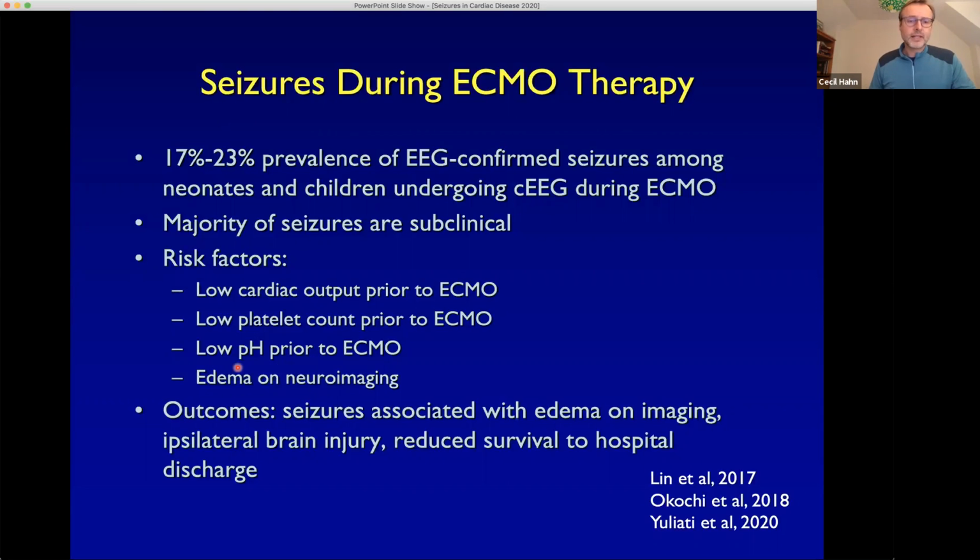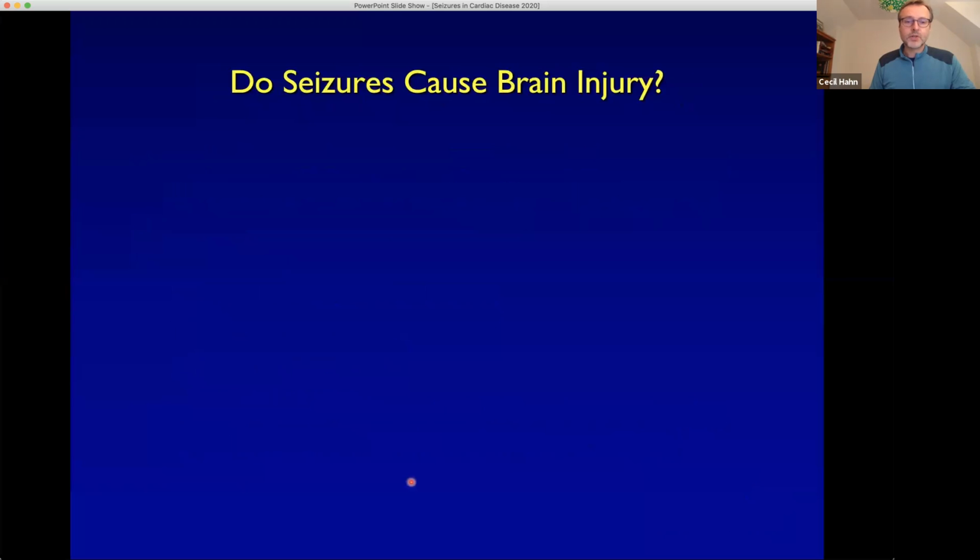And not surprisingly, in these children who had seizures, the outcomes were worse. Seizures were associated with, again, edema on imaging, brain injury, and reduced survival. Again, we don't know if it's chicken or egg. We don't know if the seizures are just a symptom of the worsening brain injury that leads to the worse outcome, or if the seizures themselves are actually contributing to the worse outcome. We have reason to believe they do, and I'm going to show you some data for that.